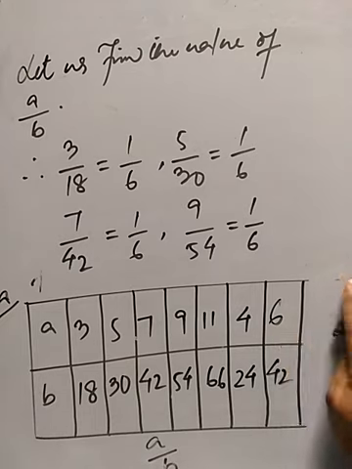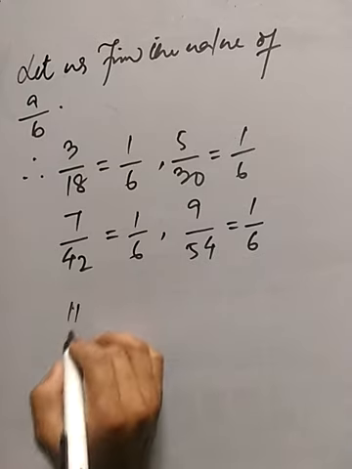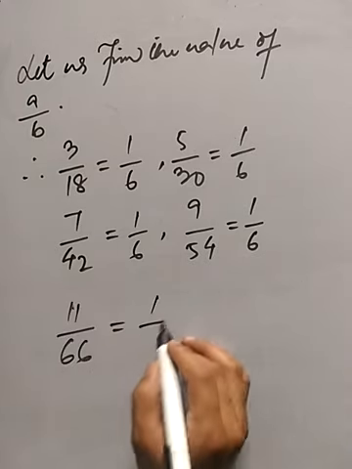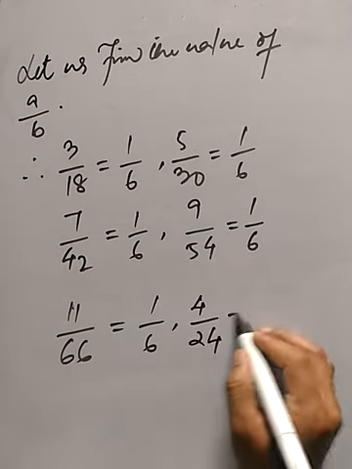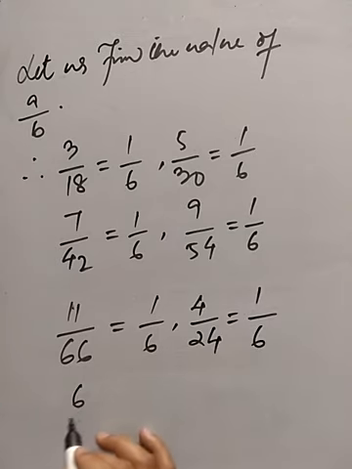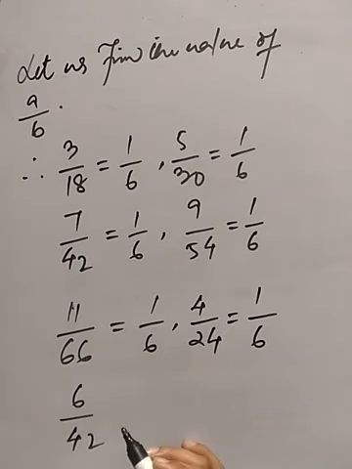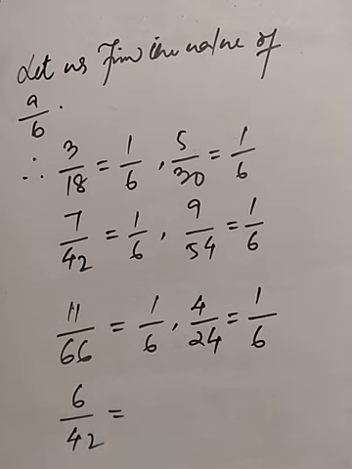Okay, next we have 11 and 66. I have the textbook, fine. So 11 divided by 66. So we have 1 by 6. Then next 4 by 24. We have 4 1s are 4, 4 6s are 24. And next 6 divided by 42. Sorry, this is 6 by 42. Please have a look here. 6 1s are 6, 6 7s are 42. This is actually 1 by 7. Please have a look.